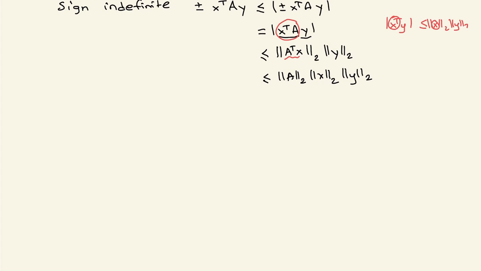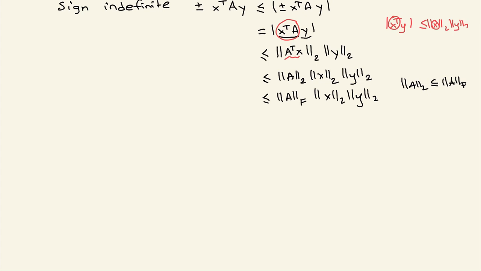This is the least conservative way to upper bound things, and you can also use the Frobenius norm, which is completely unnecessary in this case. The Frobenius norm of A times the 2 norm of x times the 2 norm of y, since the 2 norm of A is less than or equal to the Frobenius norm. You can do this. This is for sign indefinite terms. When you have sign indefinite terms, we usually upper bound these like that.